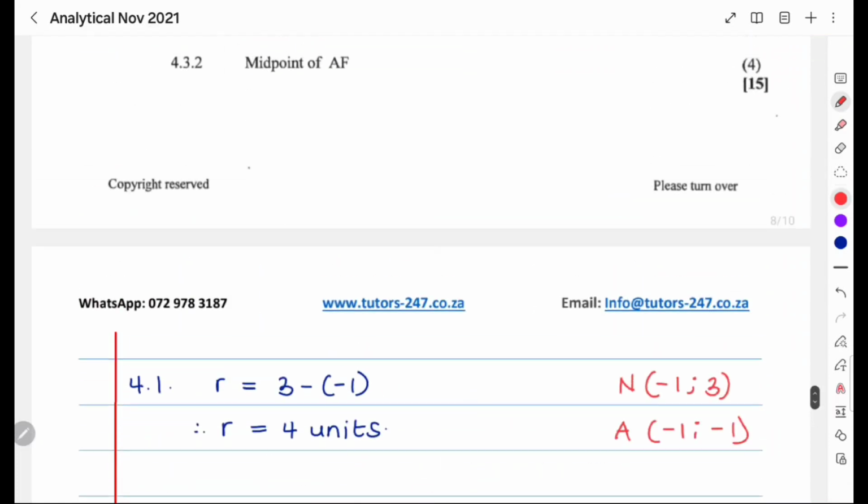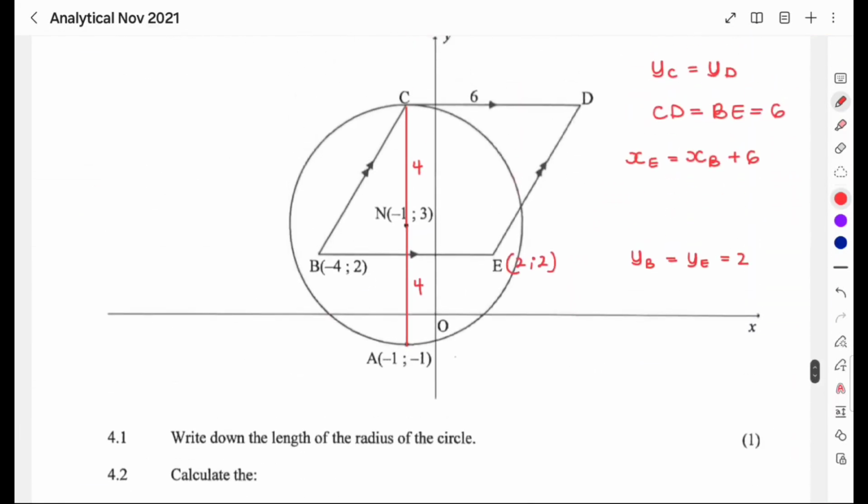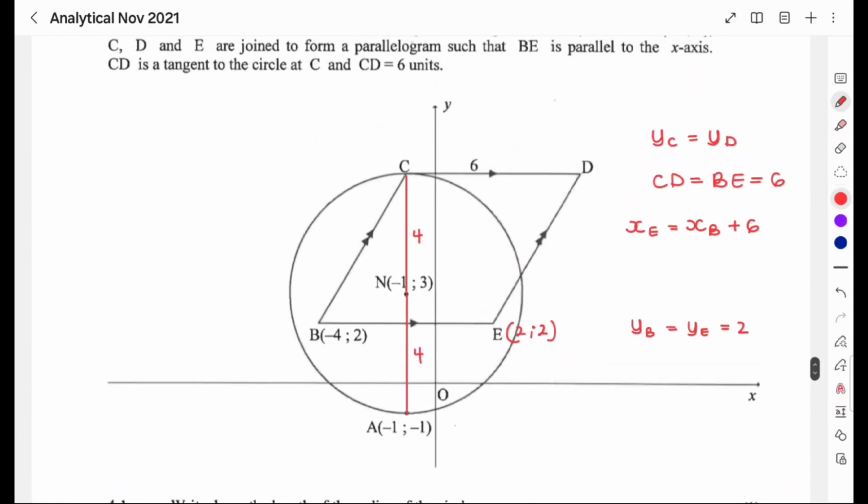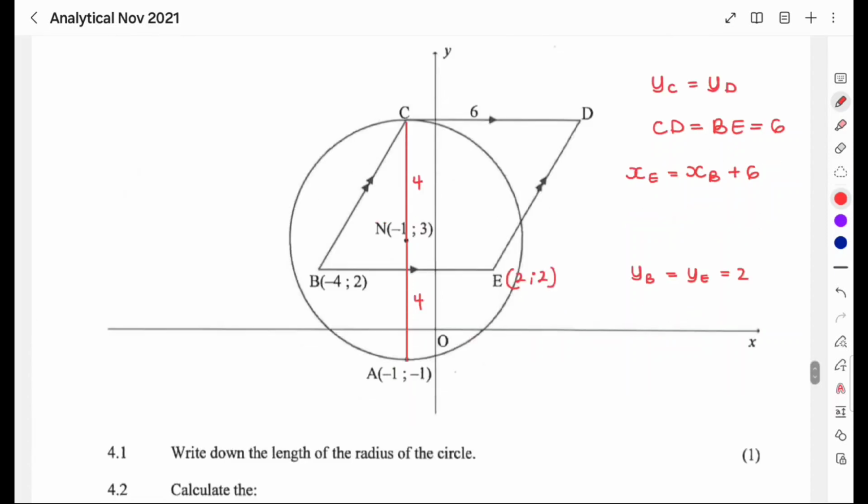Now we need to determine the x value. We know the length CD is 6 units. That means that D is 6 units away from C. So if you start at C, which has an x value of -1, and you move 6 units to the right, that means take -1, add 6, and that is going to give you the x value of D.